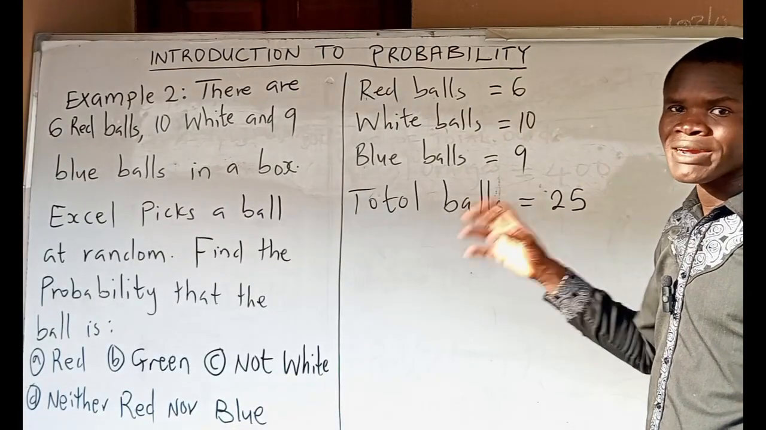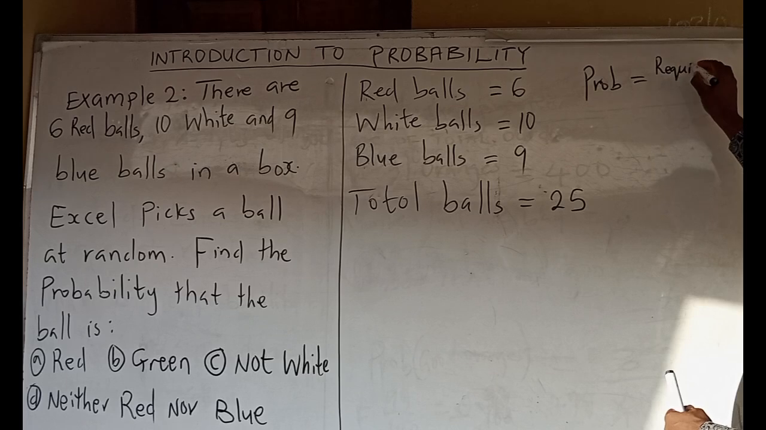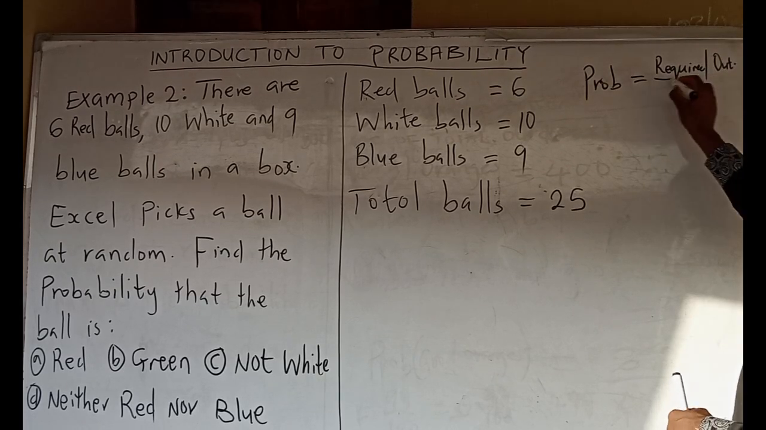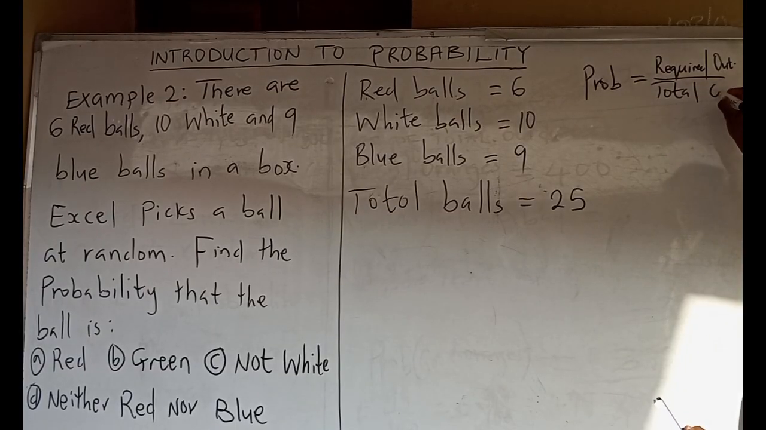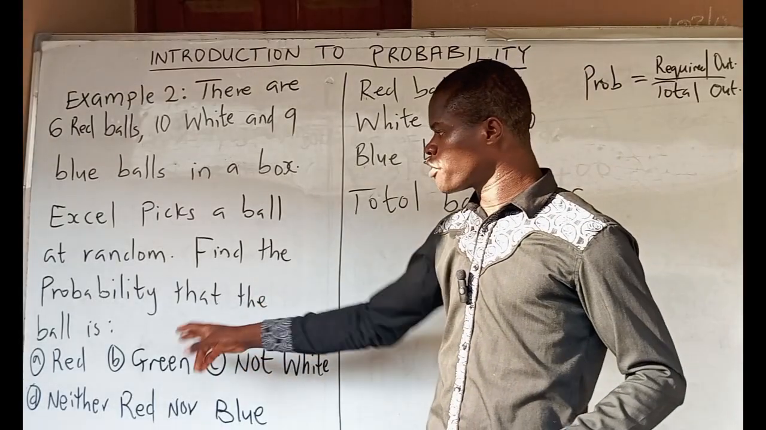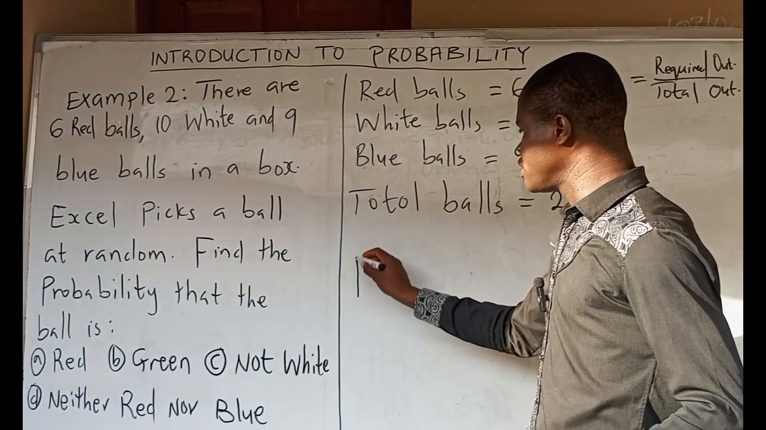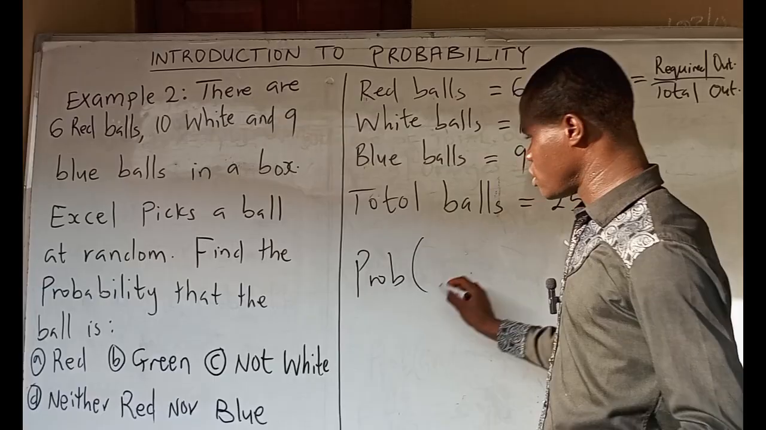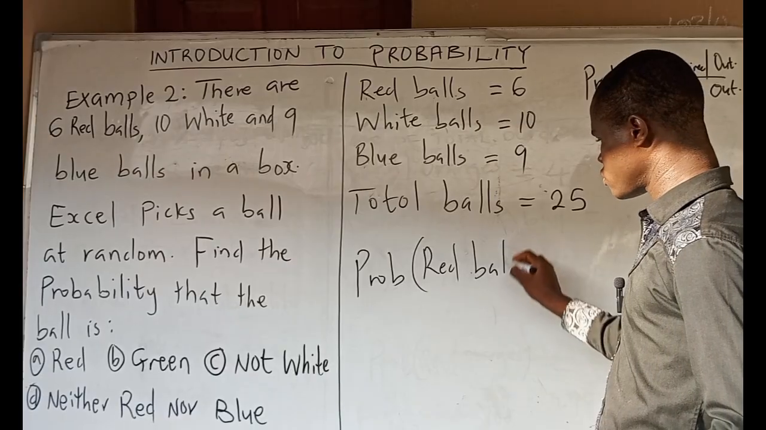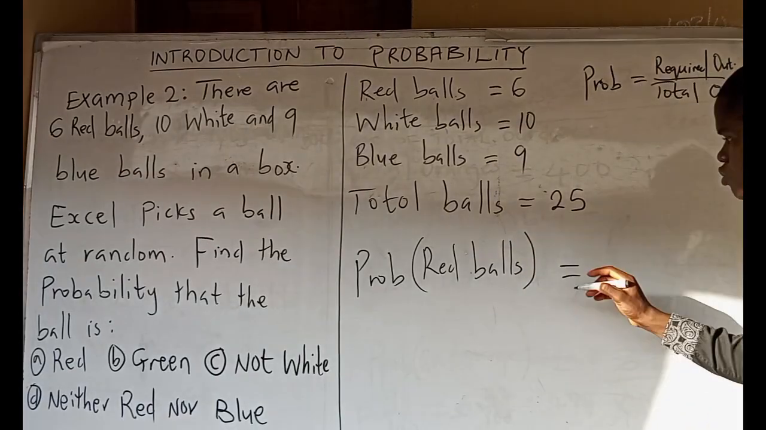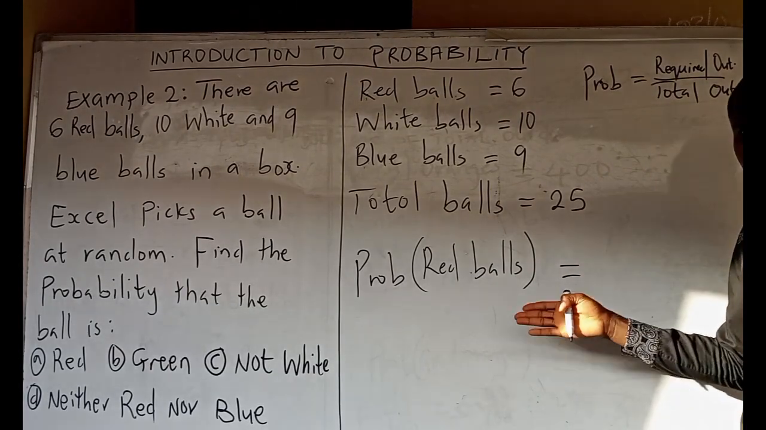So the next thing to do is to write down your formula. Probability, required outcome, all over what? Total outcome. The first question is asking, what is the probability that the ball is red? So we go, so probability of red balls, in short form, probability of red balls is equal to required outcome. Look at our formula, required outcome. What do we require in this question?